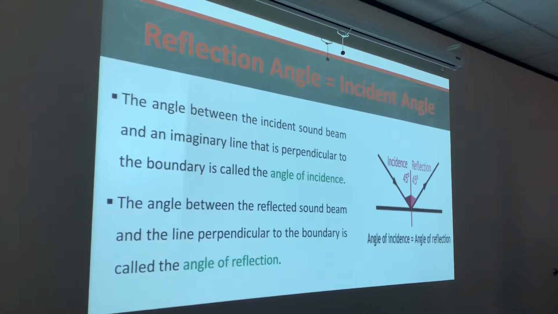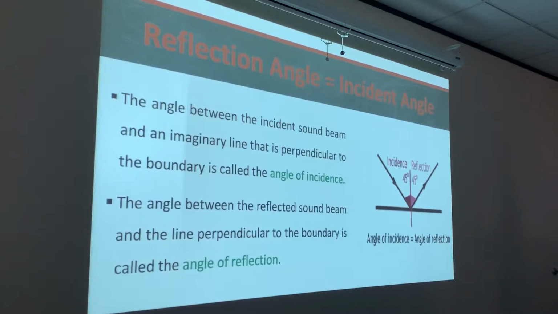Again, guys, here's my angle of incidence equal to the angle of reflection. Right here, our incident beam is hitting this boundary at 45 degrees. Our angle of reflection is also going to equal 45 degrees. If I had a big protractor right there, I would line it up and we could see.